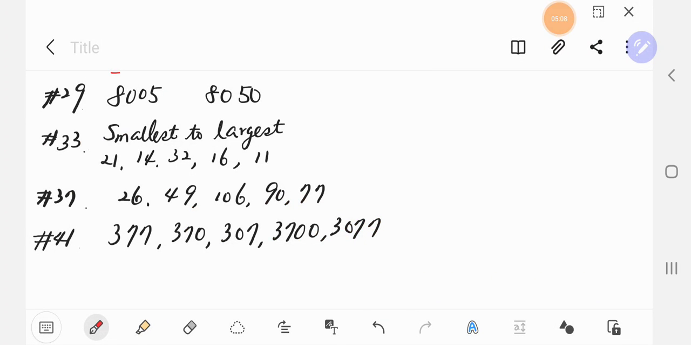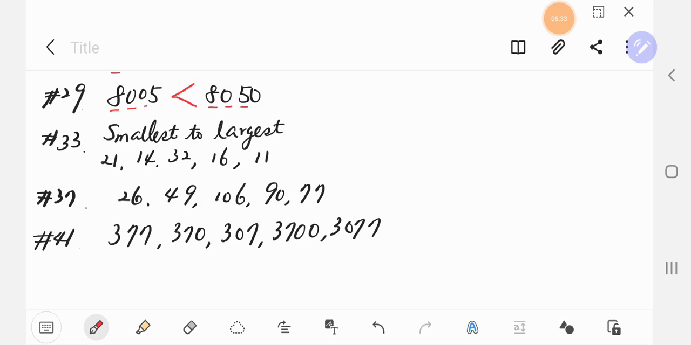Okay, number 29, 8005 and 8050. The largest place value is 8, and the 8s are the same, and the hundreds digit is 0, the same, and the tens digit is 0 in this one and 5 in this one. So 5 is greater than 0, so put this greater than symbol to the right.